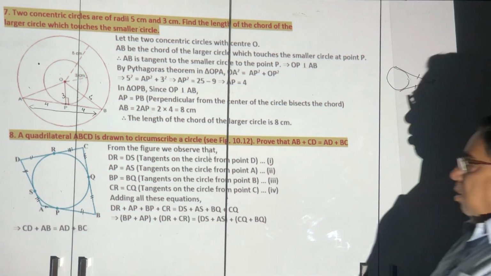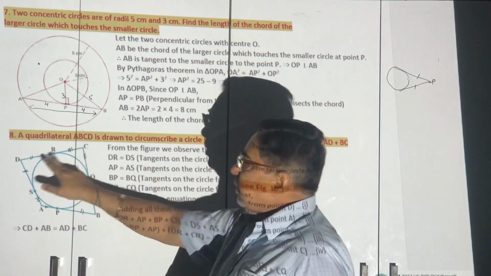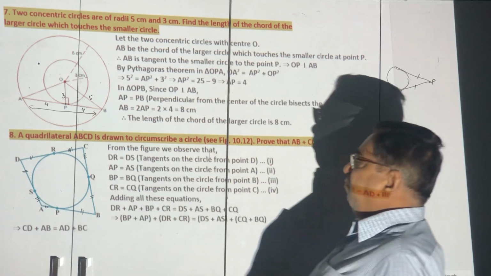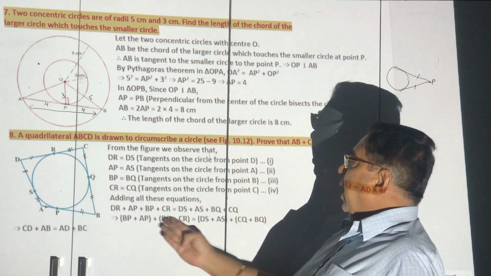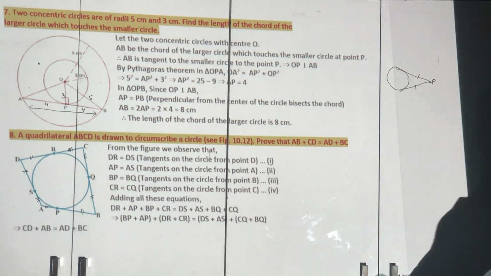Then add all of it. When I add, they will become complete sides. This plus this will give me this. This plus this will give me this. Add all four. Left hand side you add. Right hand side you add. Your answer is already there.